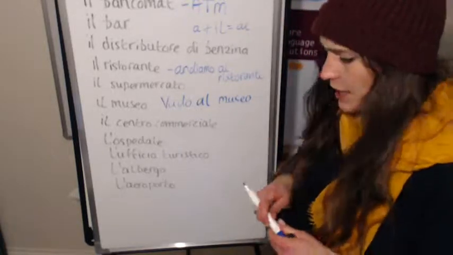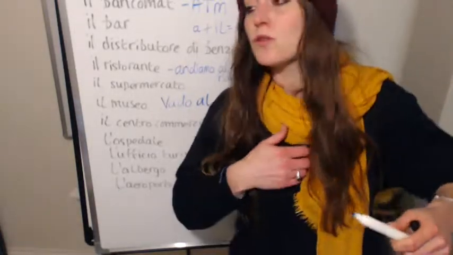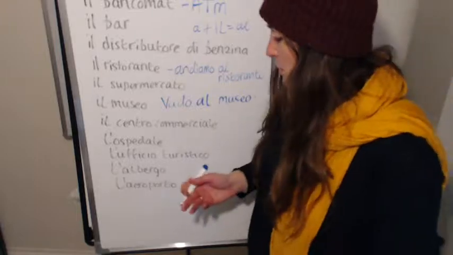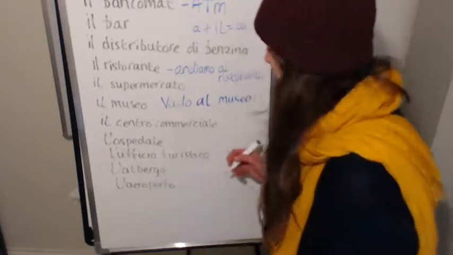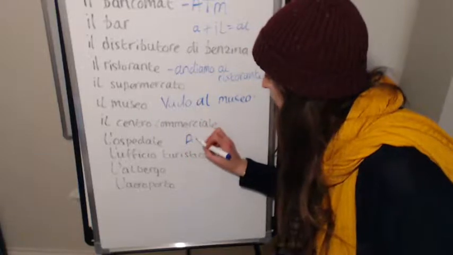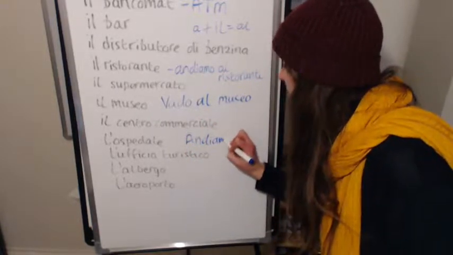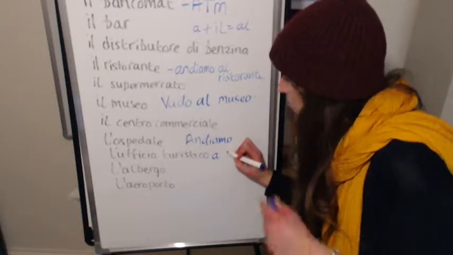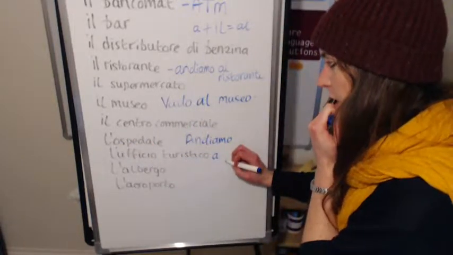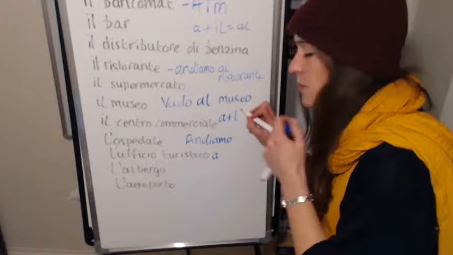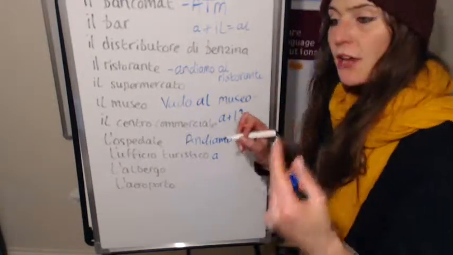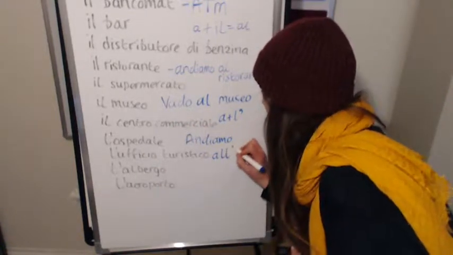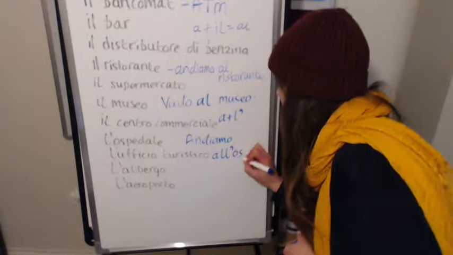So what if I asked you dove andate domani, so where are you going? And you wanted to tell me we're going to the hospital. You would start off with andiamo, so that means we're going. Now we've got a plus an L, and an apostrophe, followed by a word or a place beginning with a vowel. So that becomes all' with an apostrophe. All'ospedale.